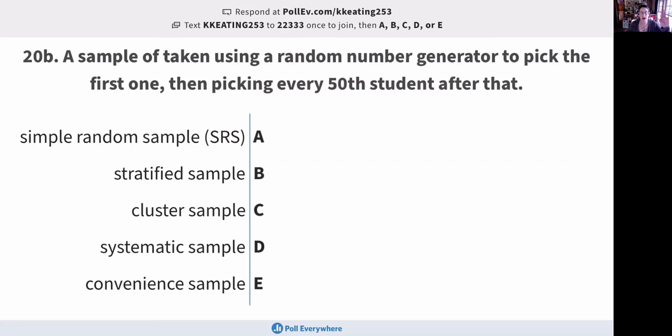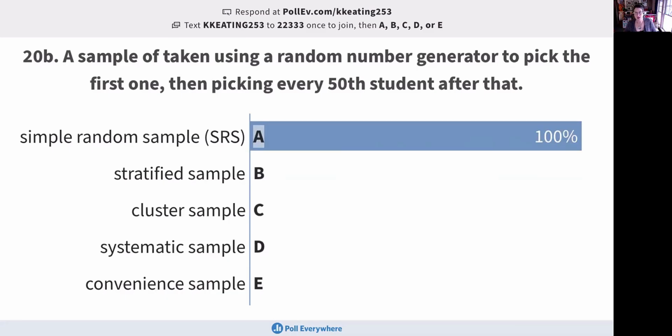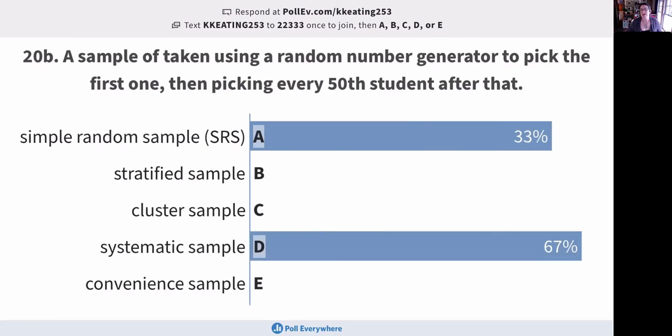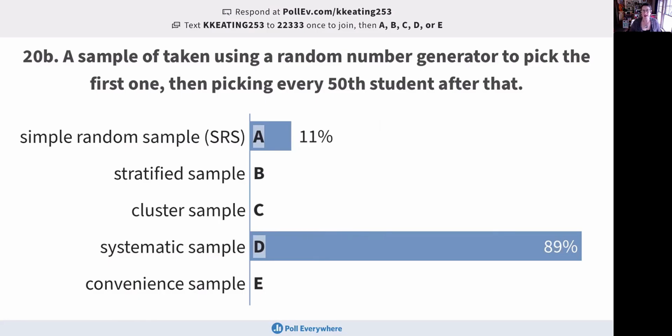Again, this is 20B; I forgot I changed the numbering for the worksheets you have. They use a random number generator to pick the first one, then pick every 50th student after that. You see two different methods in here, but there is a key phrase that gives you a hint. We have a random number generator telling us where to start. Just because they use a random number generator doesn't mean it's a simple random. It depends on what they do with that generator. We're just using it to figure out where to start. The key term here is every 50th student. That is systematic. Anytime you're counting off and then picking that one, you're following a systematic pattern. So that's why this one is D, systematic. Let's go on to the next one.